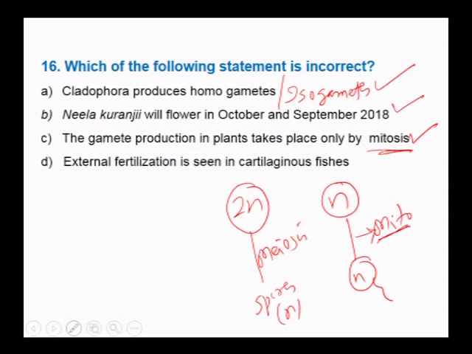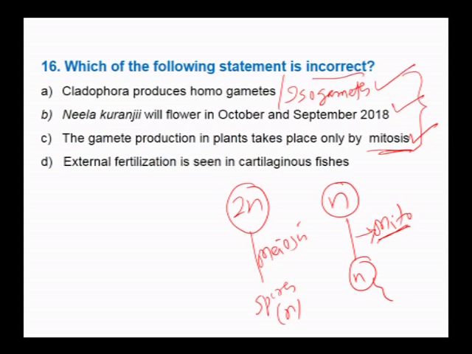But in the case of honeybee, the queen bee is diploid, because in sex determination the honeybee is haplodiploid. The queen bee is diploid, therefore it produces the gametes by meiosis, but drones, the males, which are haploid, produce the gametes by mitosis. So, in honeybee we can see gamete production both by mitosis as well as meiosis, but in all plants gamete production takes place by mitosis. Therefore, all these three statements are correct. But the question says which is the incorrect statement.